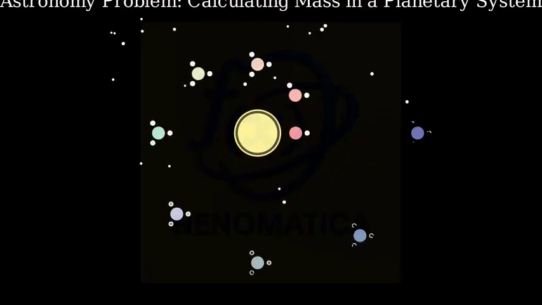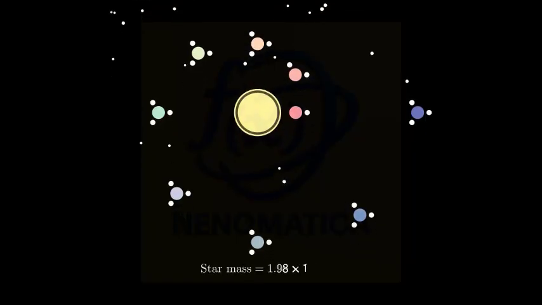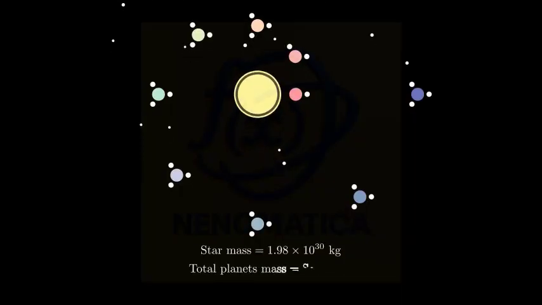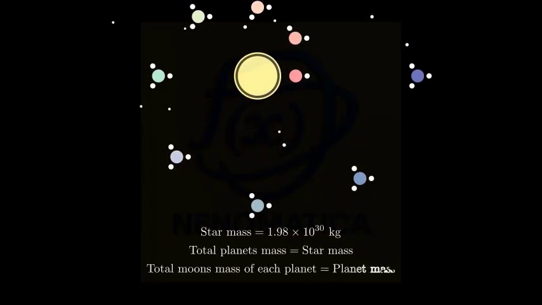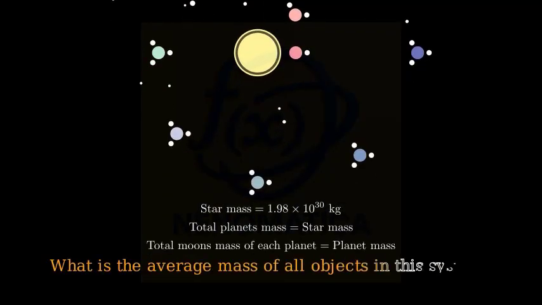Scientists have discovered a planetary system in the Milky Way galaxy that contains 1 star, 9 planets, and 122 moons. Each planet has at least 1 moon. Research shows that the mass of the star is 1.98 times 10 to the power of 30 kilograms. The total mass of all planets equals the mass of the star, and the total mass of each planet's moons equals the mass of that planet. What is the average mass of all objects in this planetary system?